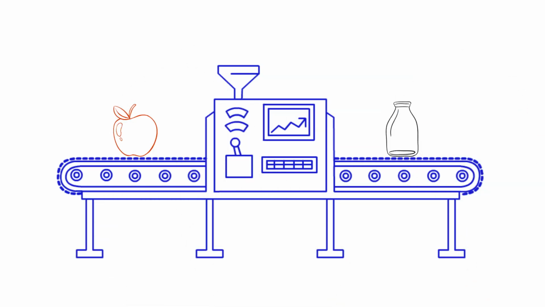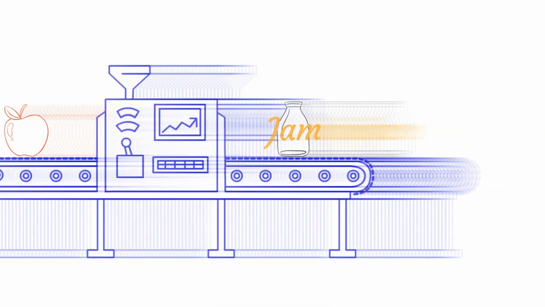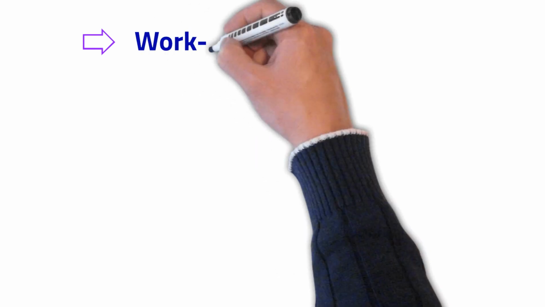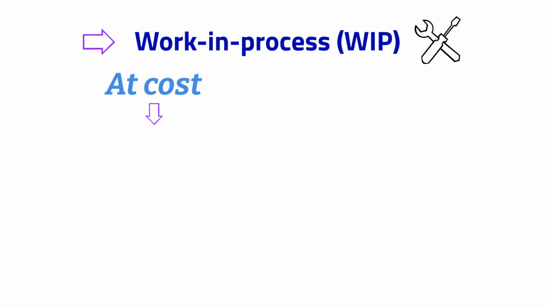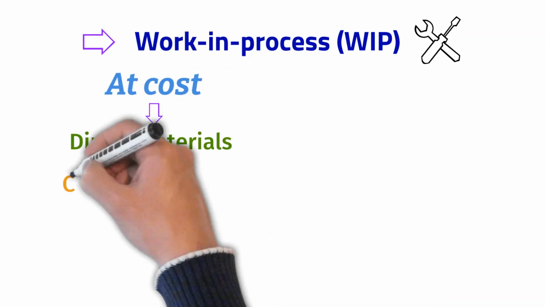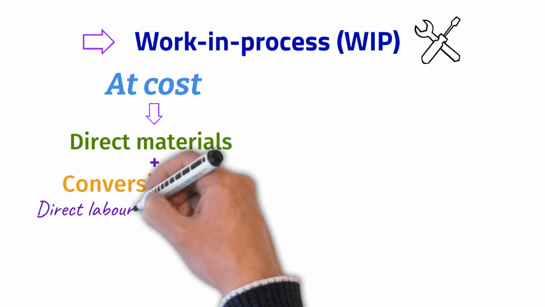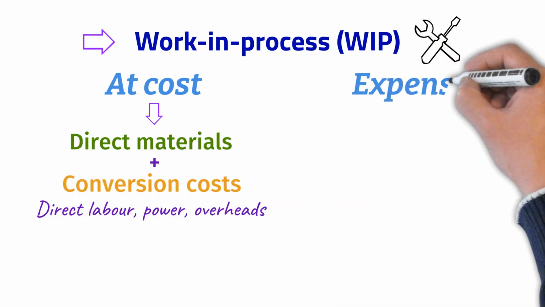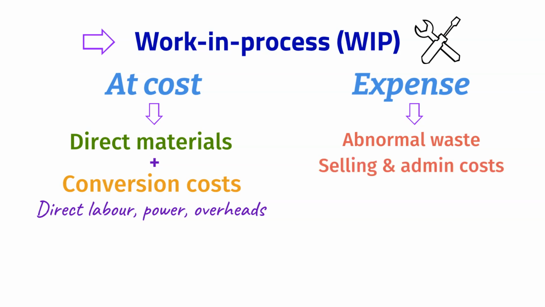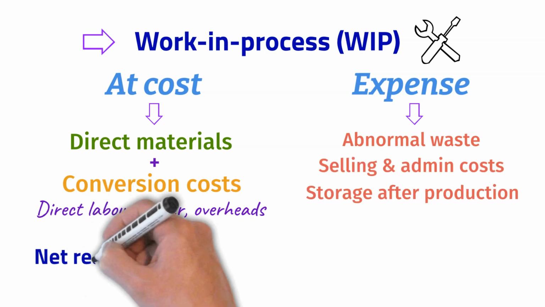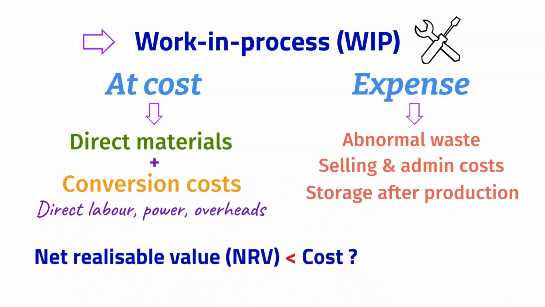The cost leaves raw materials and enters work in process. A quick word on work in process or WIP. WIP is partially completed product. We value it at cost. This cost includes direct materials, direct labor and a reasonable share of factory overheads. But it excludes selling and admin costs, storage after production and abnormal waste. If the expected selling price minus costs to finish and sell is below your computed cost, write WIP down to net realizable value.